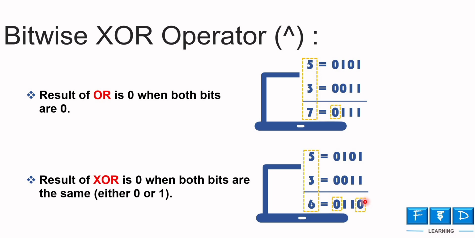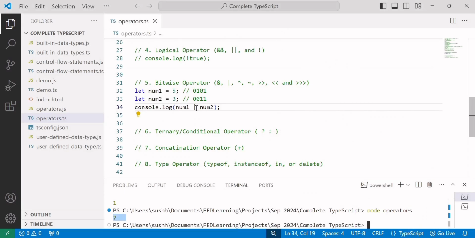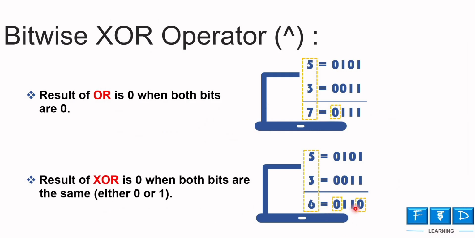So let's write the same code in Visual Studio Code. Here I'll write the symbol of the XOR operator, that is the up arrow, and now I'll save the changes, and here you can see the output is 6 and it represents 0110.